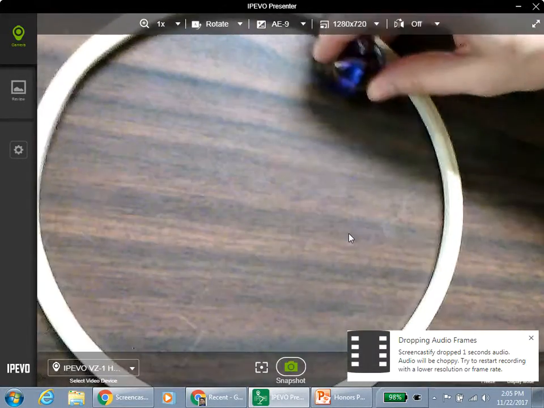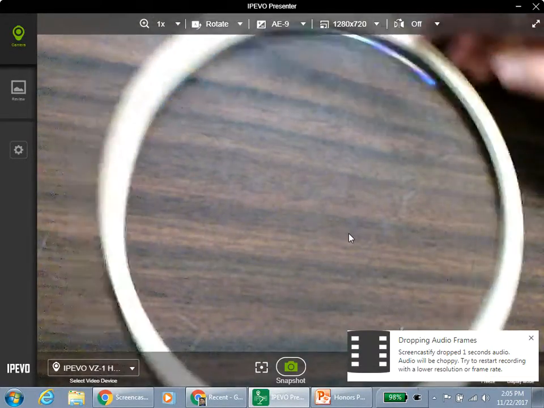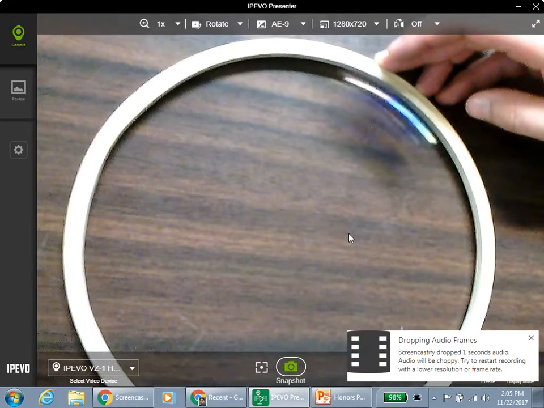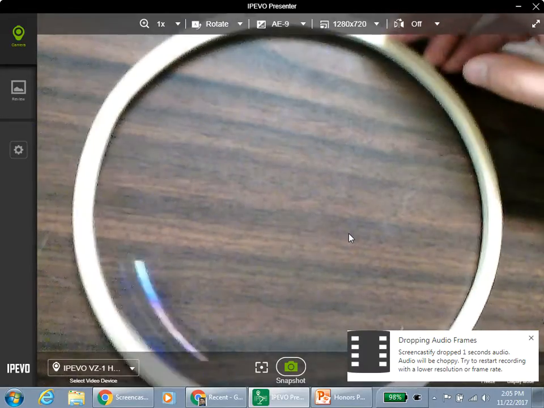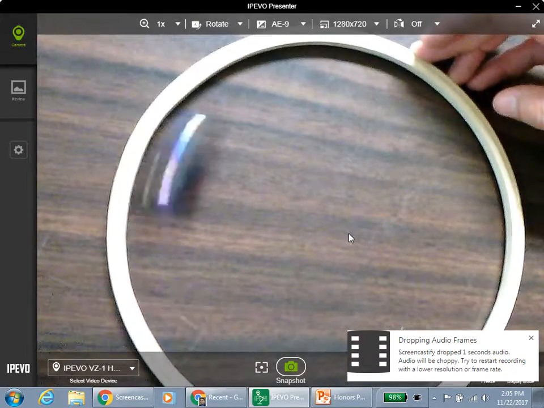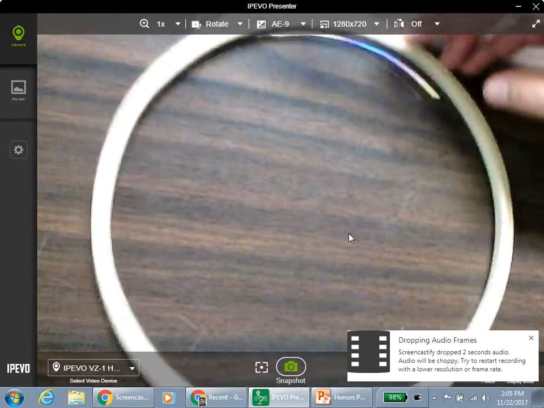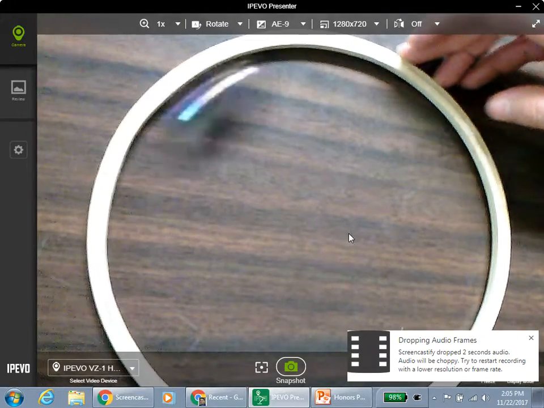Okay, so again, I've got this hoop. The marble is traveling around the loop here. It's traveling in a perfect circle, and this is an example of what's called uniform circular motion.